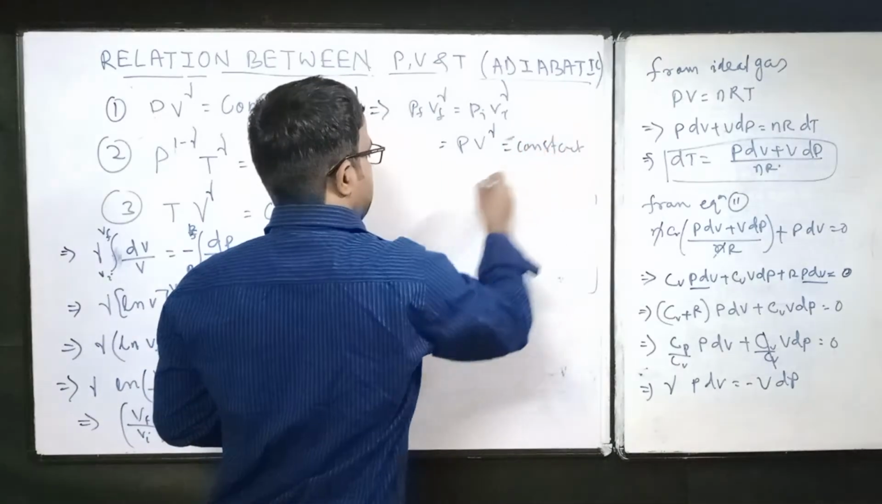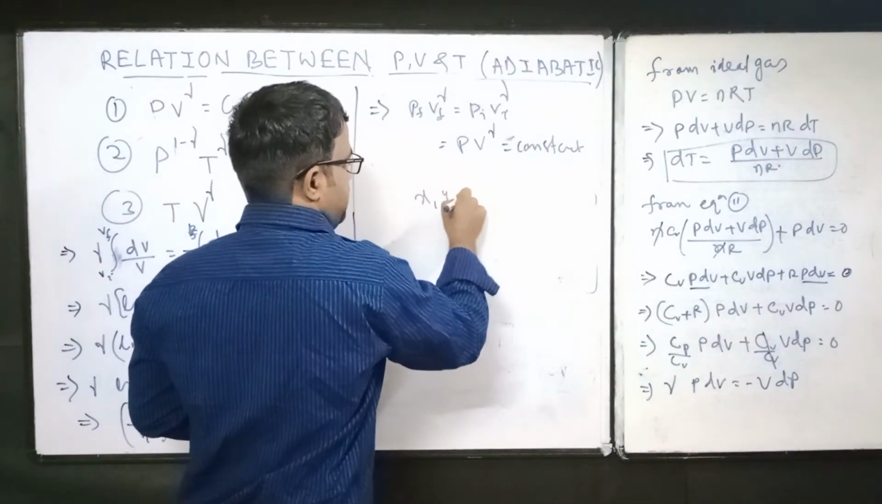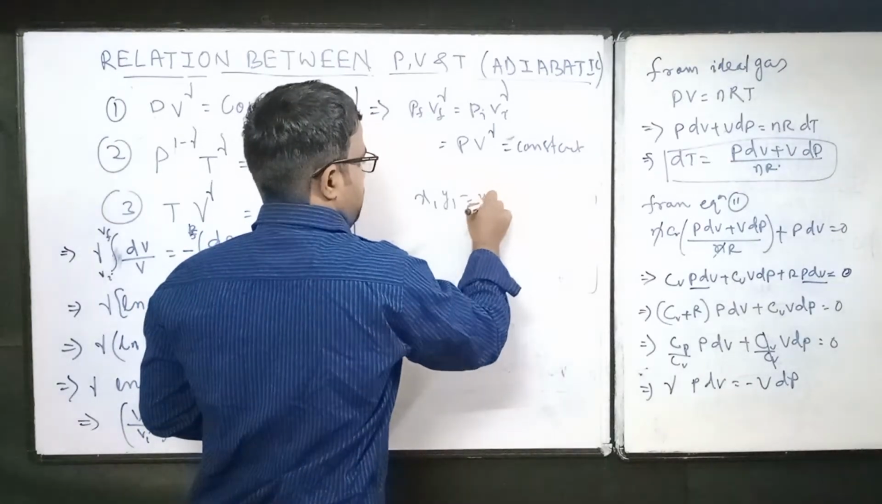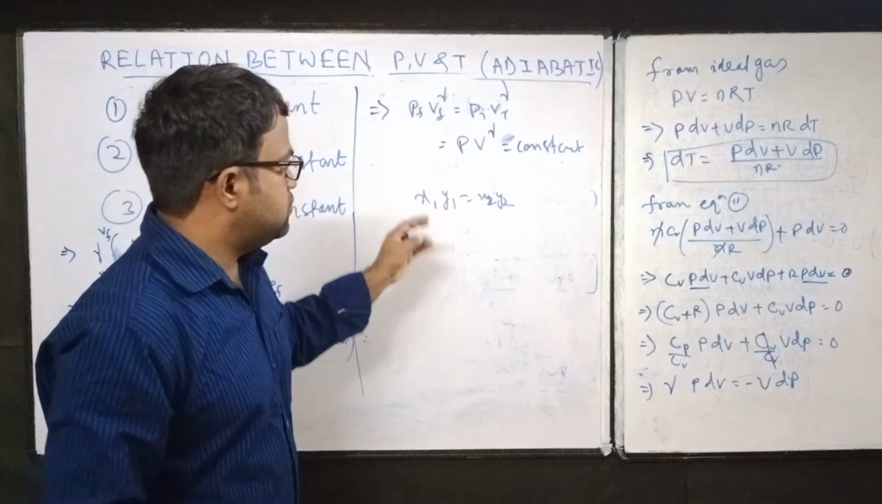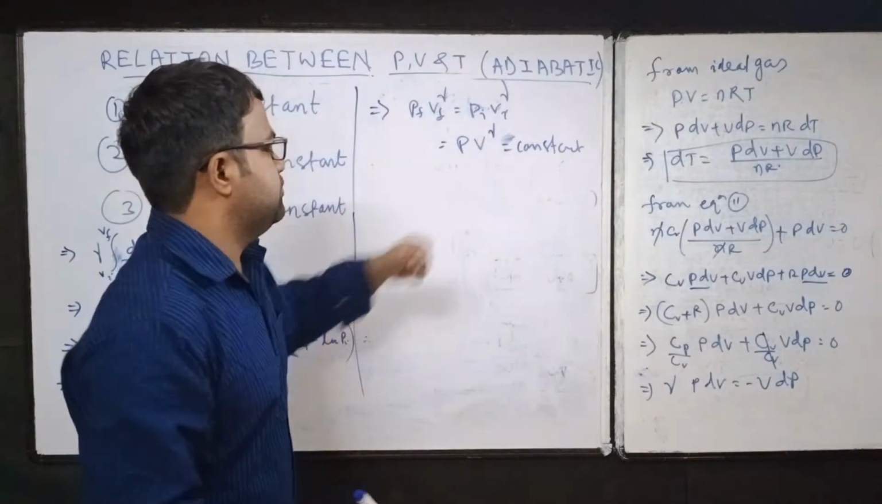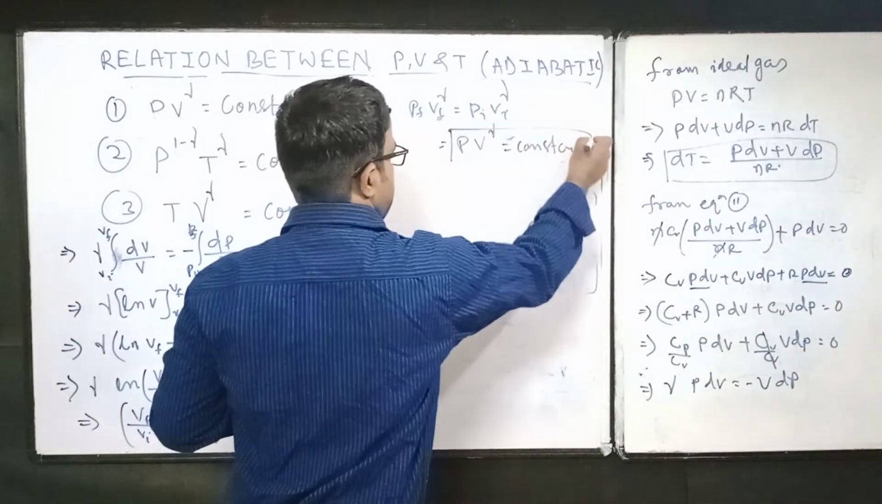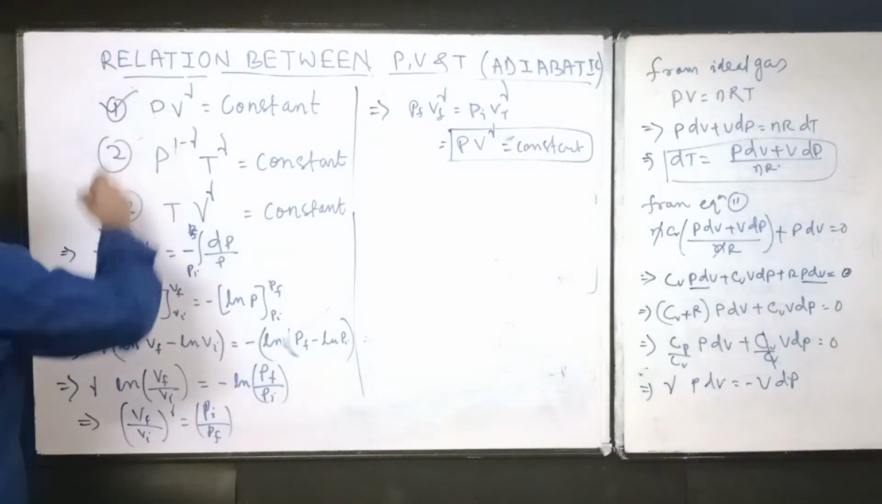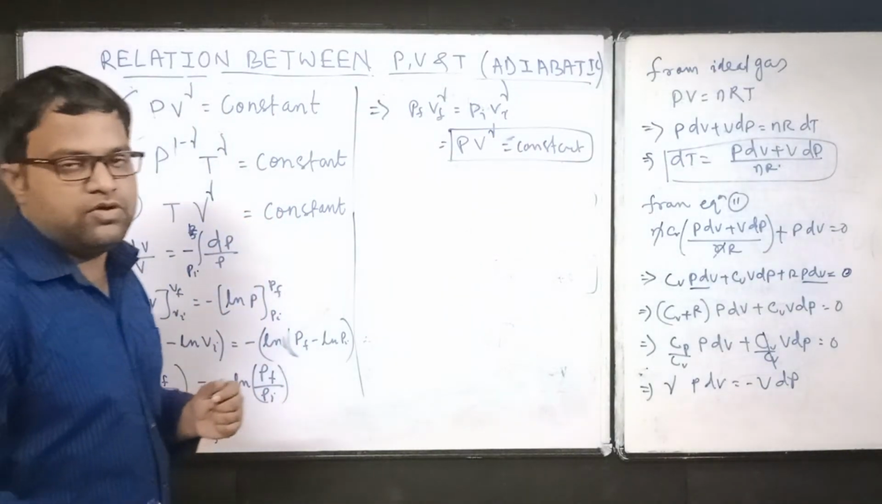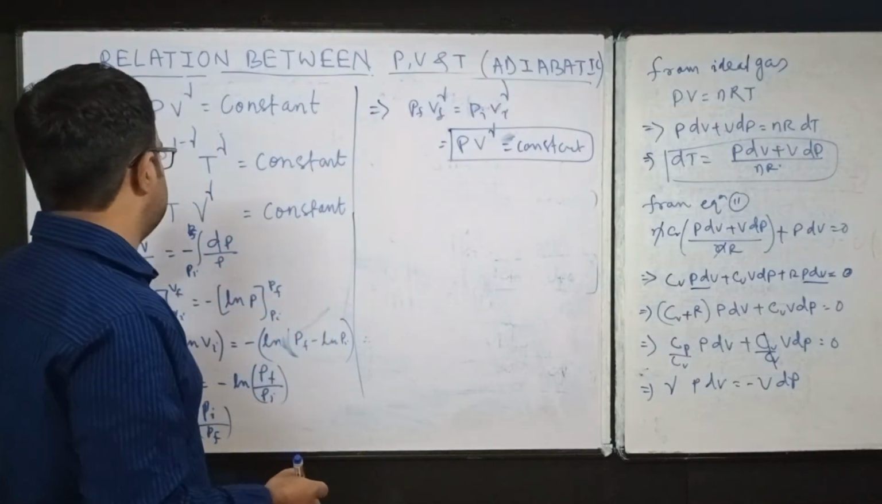Right? So we can write like x1 y1 equal to x2 y2, then it's a constant. So PV to the power gamma is a constant. So this is the proof of the first relationship between pressure and volume in an adiabatic process. Now we'll go to the second one.